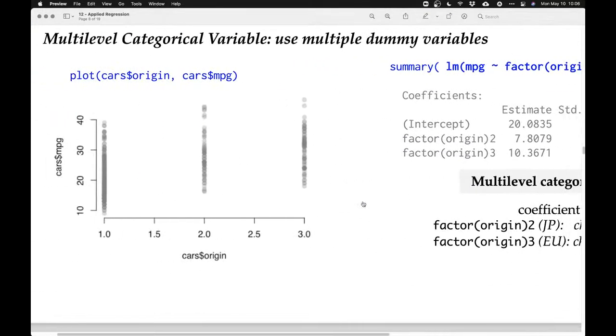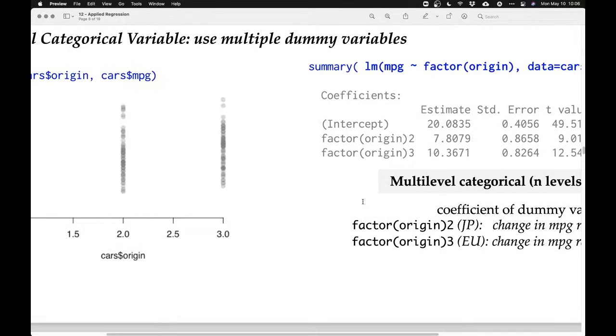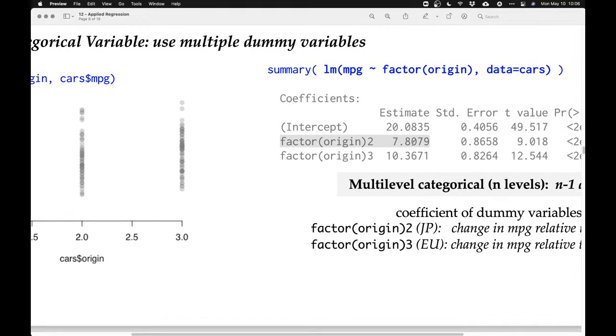Now, in this example, we have 3 origins, 1, 2, 3. This coefficient is telling us what the difference in miles per gallon is if you changed from factor origin 1 to factor origin 2. It is using factor origin 1 as a baseline, and it's telling you the difference between 1 and 2.